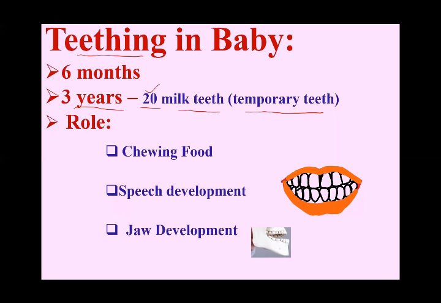Since babies are in the growing phase, milk teeth play a certain role in their development. For example, milk teeth help in chewing food so that it can be swallowed easily and digested properly. Further, milk teeth help in speech development and jaw development.